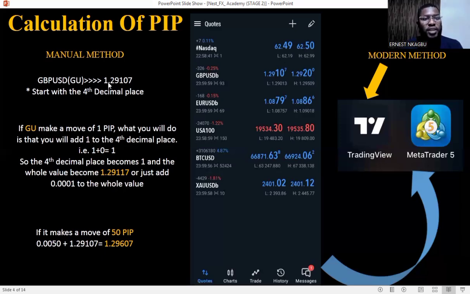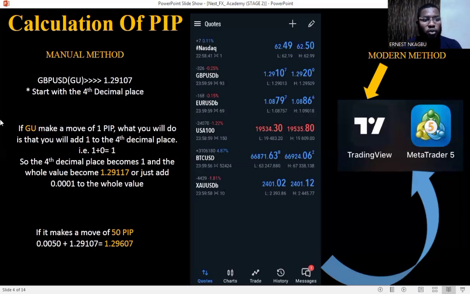Our fourth decimal place here, 1, 2, 3, 4, is 0. So we are going to add 1 here. That is 1 plus 0 equals 1, which makes this 1.29117 instead of 1.29107. So whenever someone says I made 1 pip, it means the price moved by 0.0001. That is 1 pip. We are using the fourth decimal place to calculate the movement.